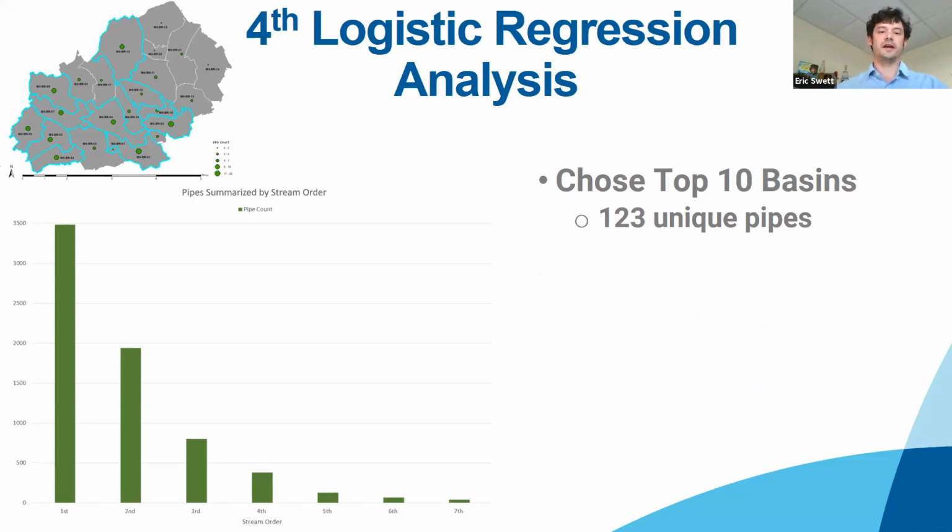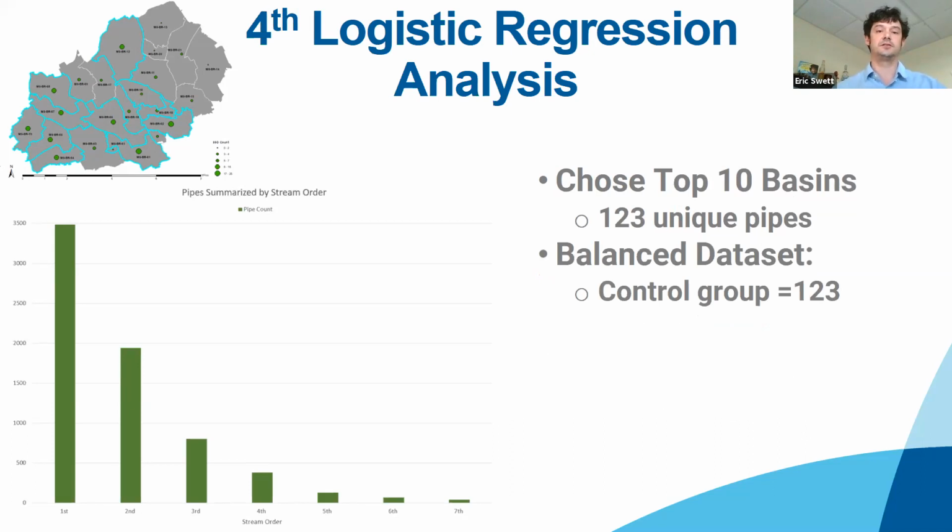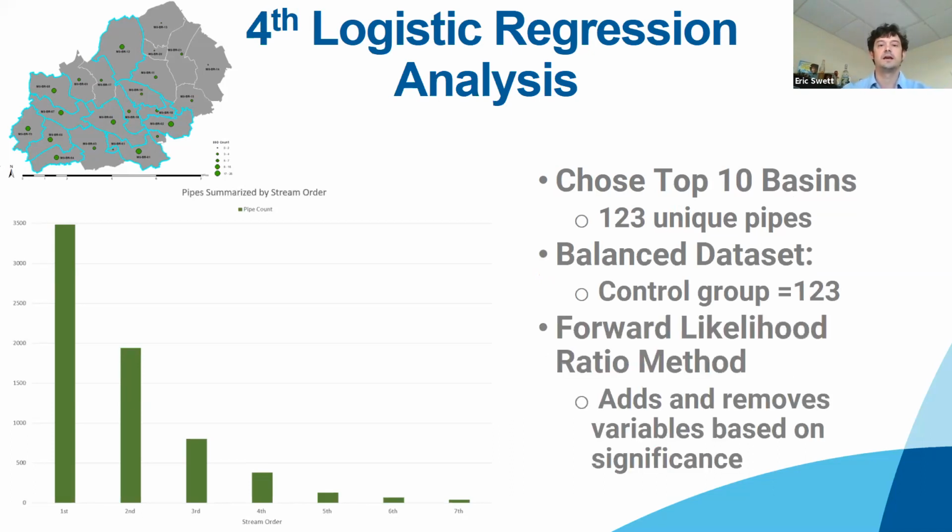The fourth and final method was using the same data set, again, the larger balanced data set at 246 pipes, except the method I chose was a little different. In SPSS, there are different methods I could apply to the regression, and I chose this forward likelihood ratio method. Essentially it adds and removes variables based on significance. So as it steps through, it can create one or many models.